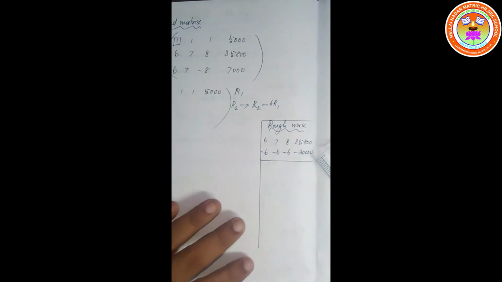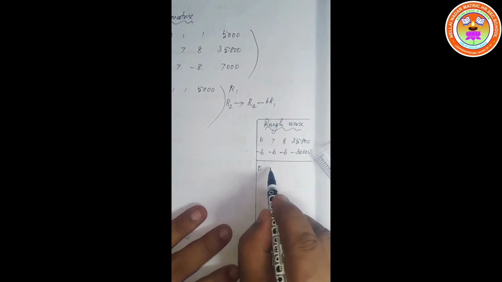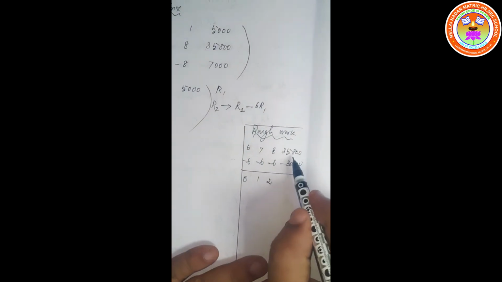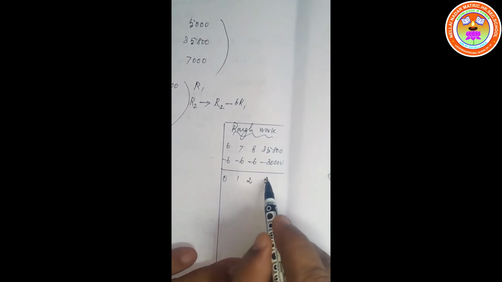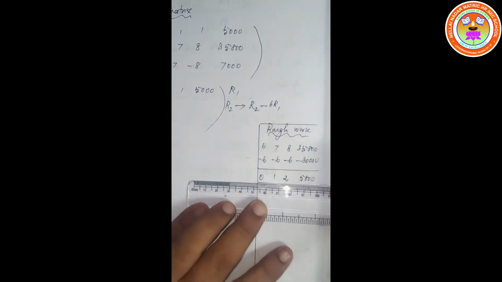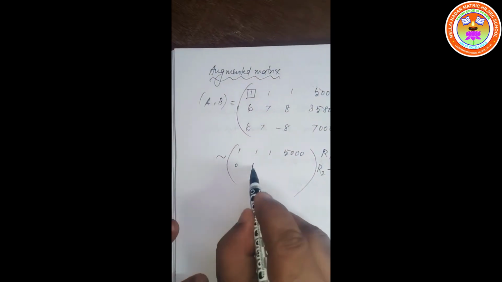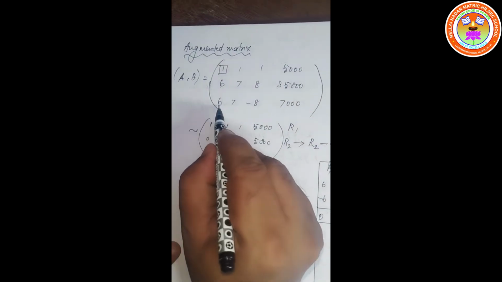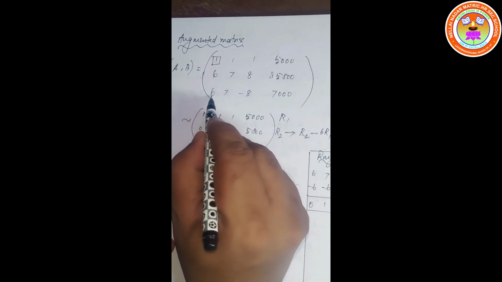6 minus 6, 0. 7 minus 6, 1. 8 minus 6, 2. 35,800 minus 30,000 is 5,800. So 0, 1, 2, 5,800. Even this number has to be changed to 0.